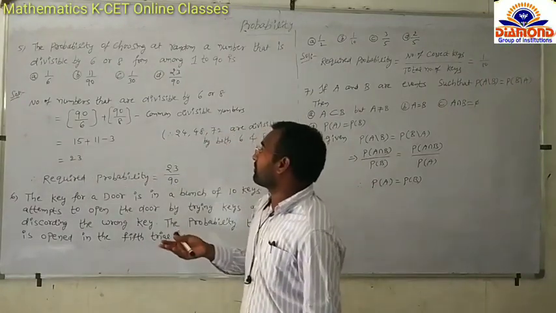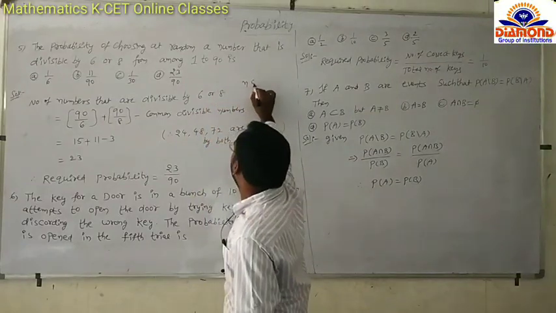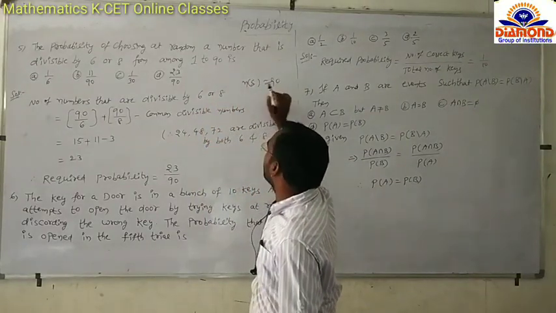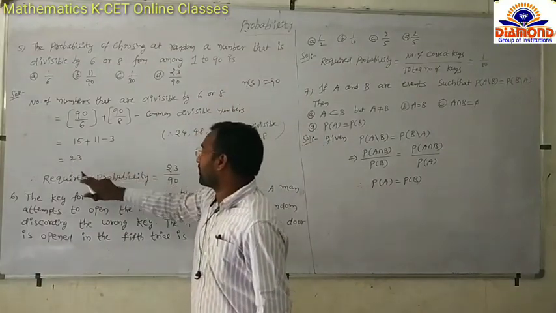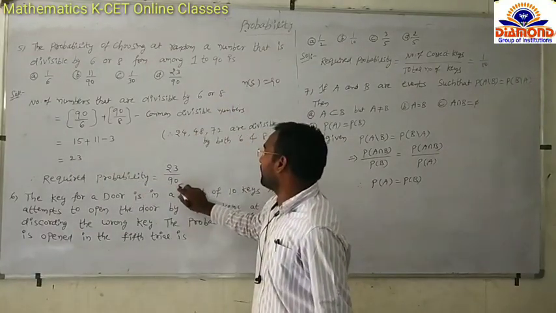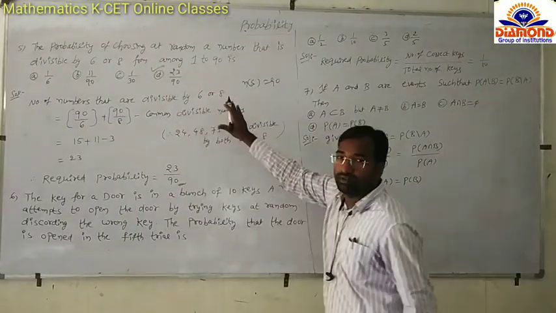So what is the required probability? Here n of S equals 90 numbers, total numbers 90. So divisible numbers 23. So required probability is 23 by 90. So option is D. This is a very important one.